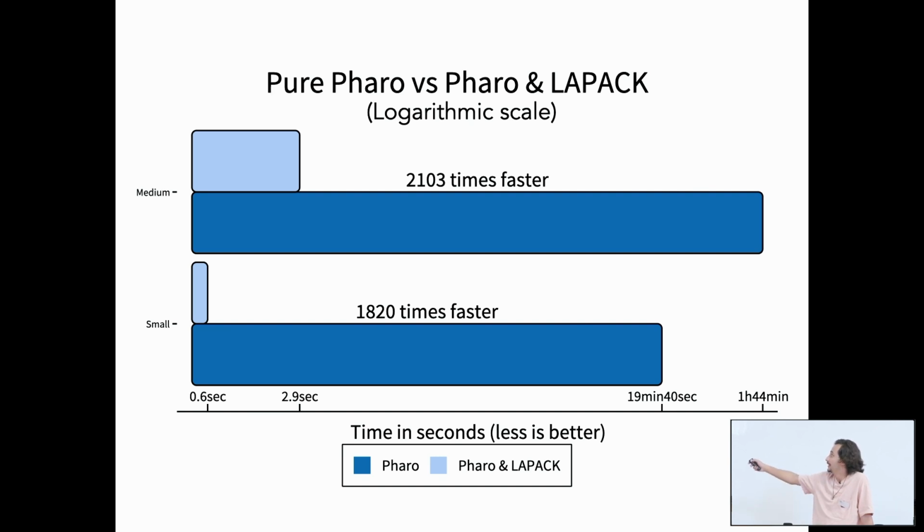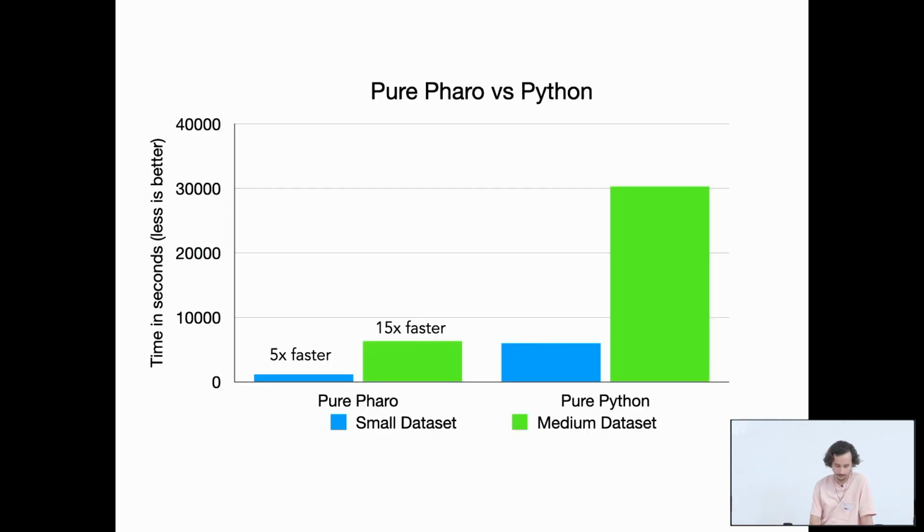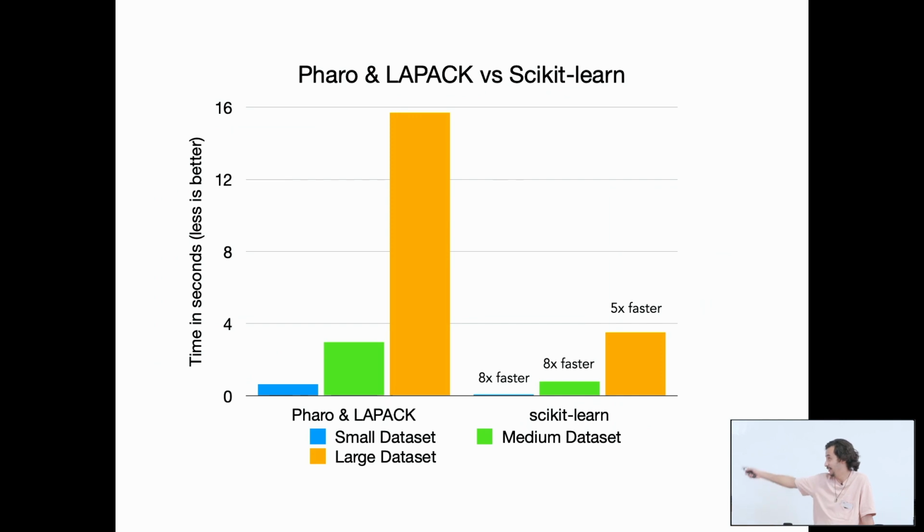So, as you can see, this is the last good result that we have. Of course, we are still slower than scikit-learn, which is normal, but there is no technical reason to not be as fast or maybe faster than them.